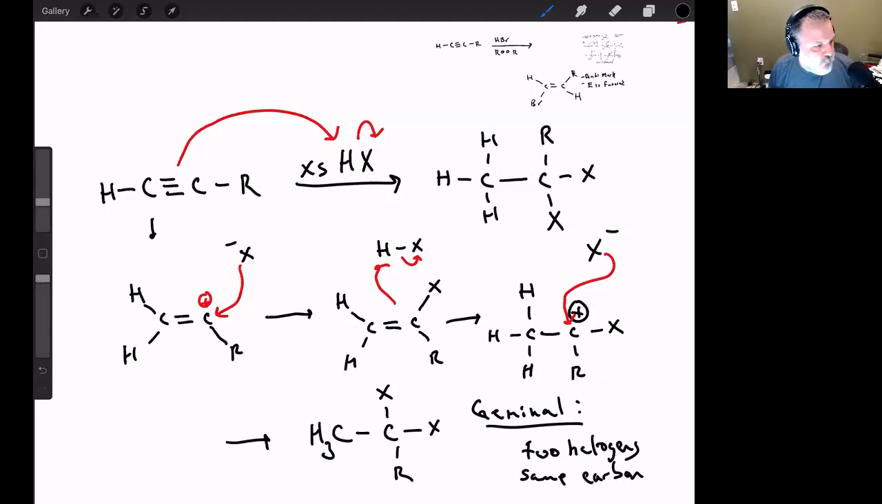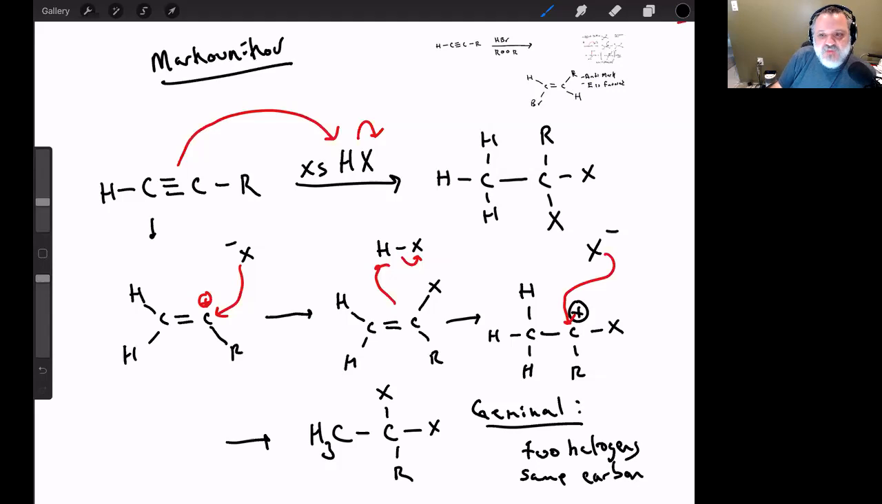We'll talk a little bit more about geminal dihalides when we talk about how to synthesize alkynes. But at the end of the day, if we take excess HX and add it to an alkyne, we're going to get the addition of HX twice. The regioselectivity, or the regiochemistry, is still Markovnikov.